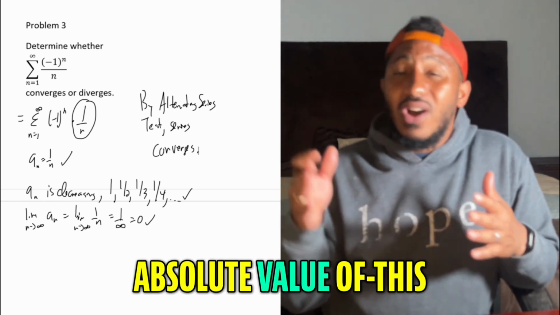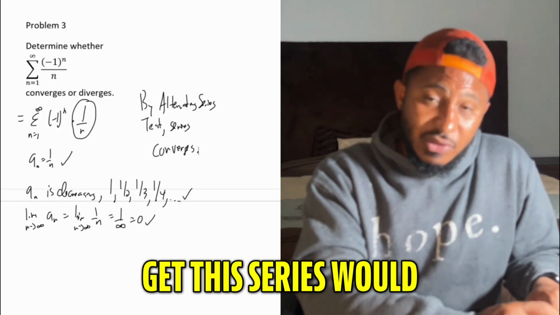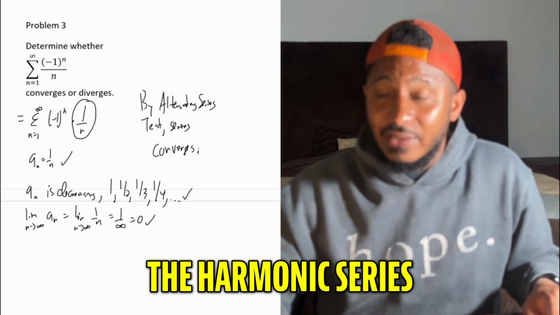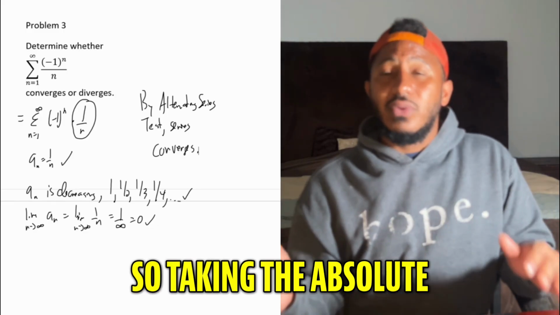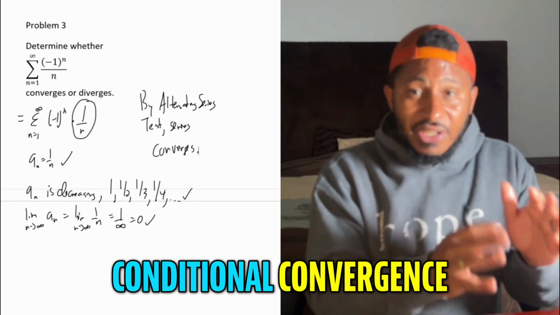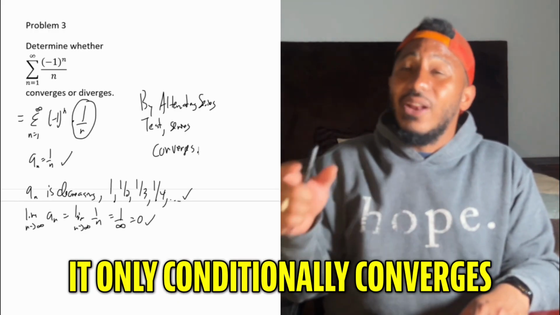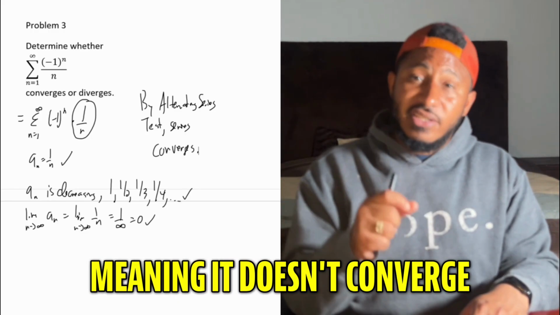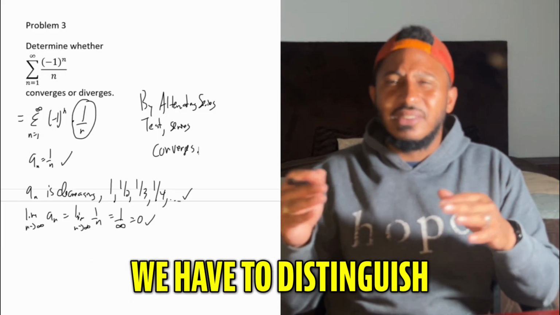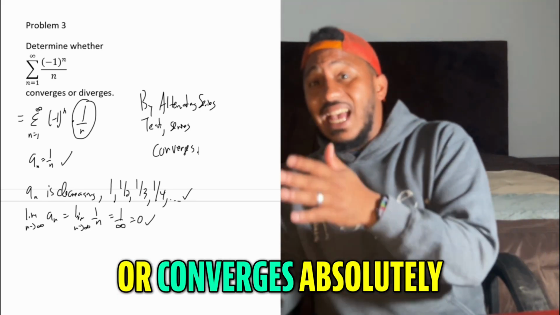Now for this one, we may also want to take it a step further. Say I take the absolute value of this series, right? Then we would just get 1 over n. The summation from n equals 1 to infinity of 1 over n. But we know that's the harmonic series, which diverges. So taking the absolute value is the difference between absolute convergence and conditional convergence. And so since it diverges with the absolute value, we would say it only converges conditionally, meaning it doesn't converge when there's an absolute value on it. This is pretty important in calculus too. We have to distinguish between whether a series diverges, converges conditionally, or converges absolutely.